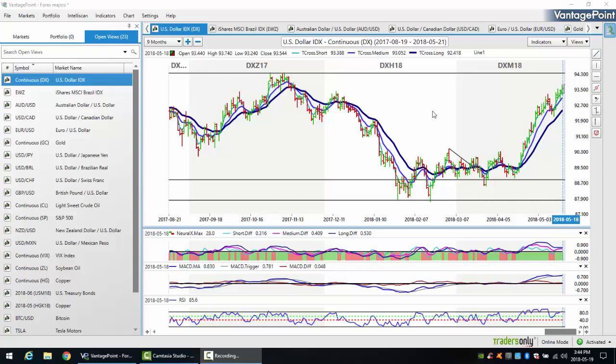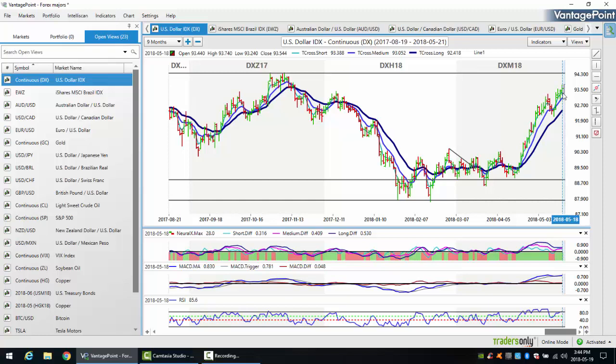Now, to get started this week, we're going to begin where we always do with that all-important US dollar index. Now, the dollar continues to advance. We've had a corrective move down towards the VantagePoint long-term crossover pivot area, which was down around 91.88. We bounced off of that and we've extended higher on rising US yields. The 10-year note now well over 3%.